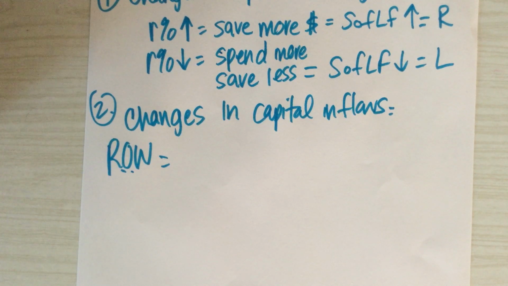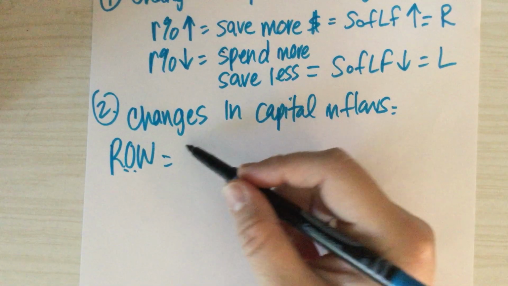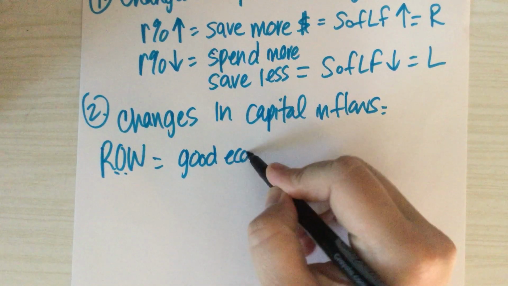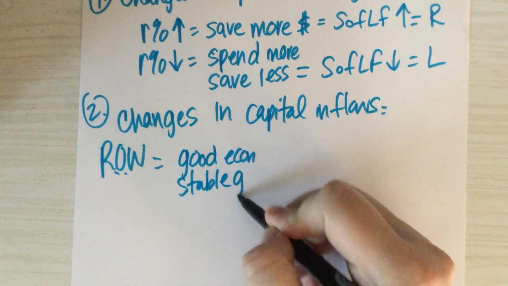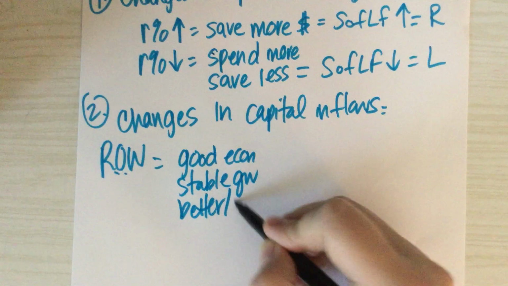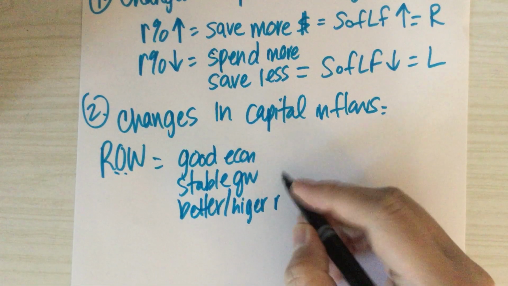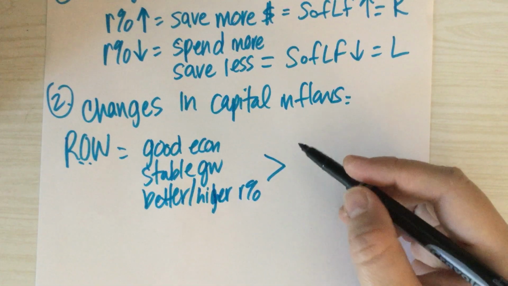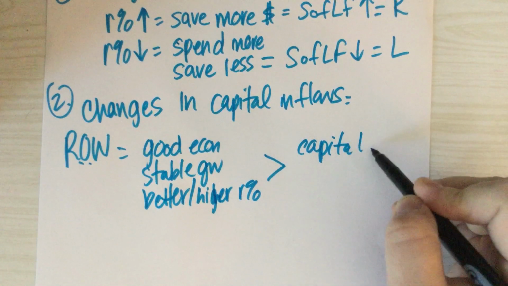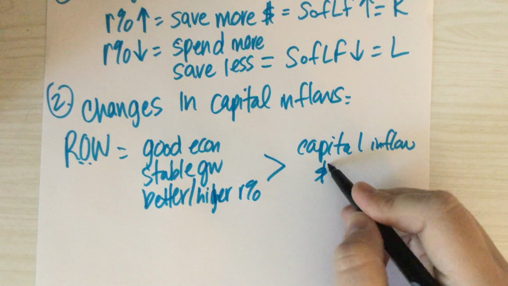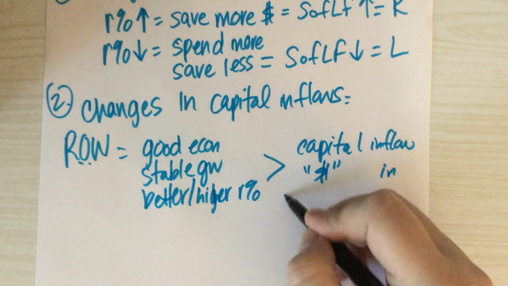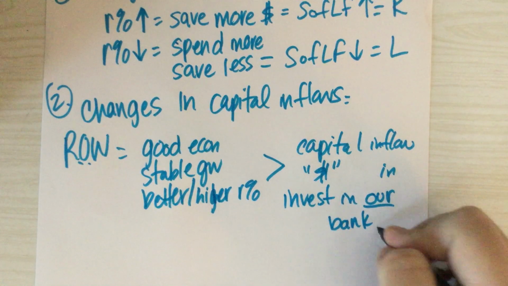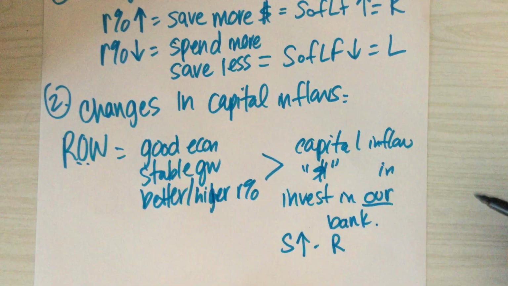So capital inflow, let's say, for example, that if the rest of the world perceives our economy to be good, that we have a stable government, that we have better or higher real interest rates, then they're going to invest in our banks. This is called capital inflow. Remember I said in this case, this is money that's coming into our banks. They're going to invest in our banks, and therefore the supply of loanable funds is going to go up and shift to the right.